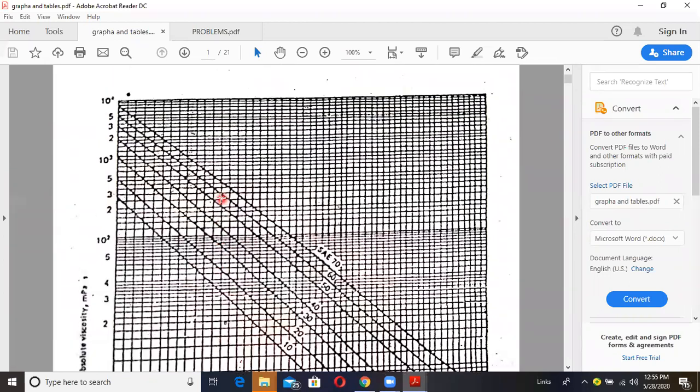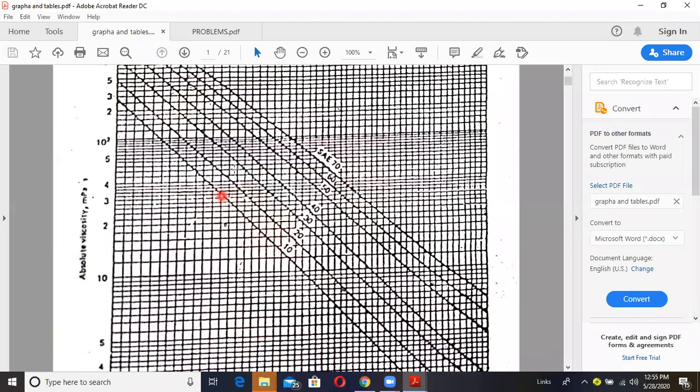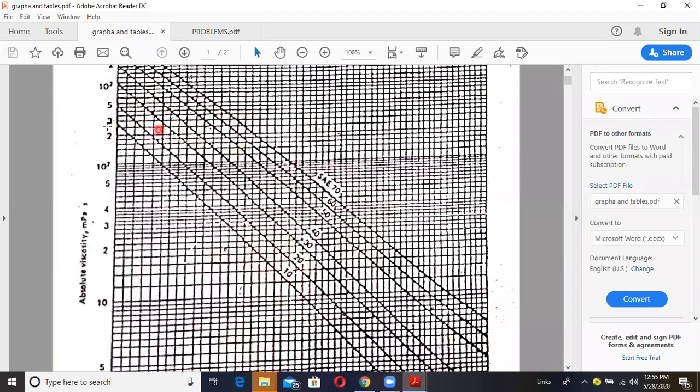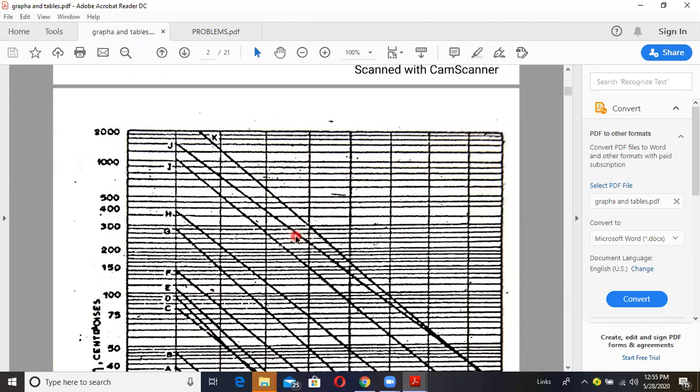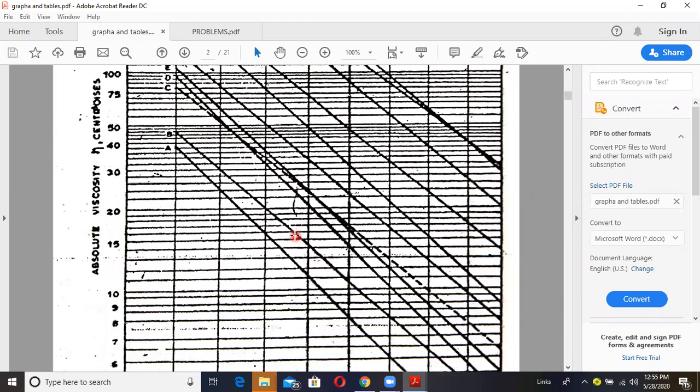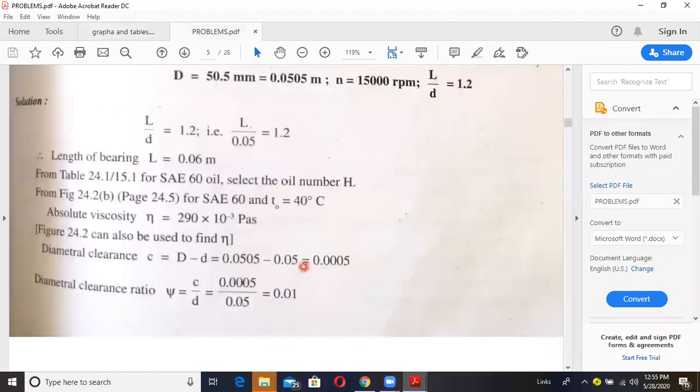This is SAE 60. By using SAE 60, again we can calculate neta. So like that, we can find out neta. We got 290 centipoise. Again, I told you we have to convert into pascal-seconds, 10 to the power of minus 3. Once we got neta, the remaining thing is we have to calculate psi.